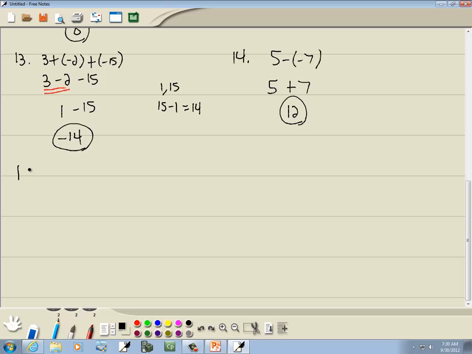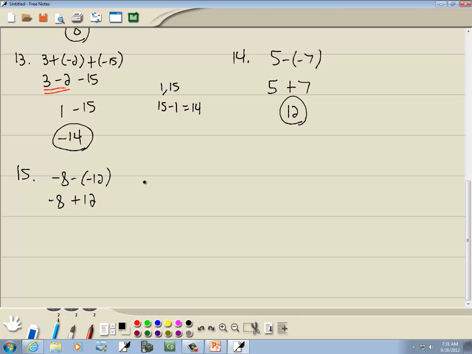Let's look at this one. Got negative 8 minus a negative 12. Now again, no matter where you can apply those shortcuts, you should. Negative parentheses negative becomes a positive. So now we got negative 8 and a positive 12.